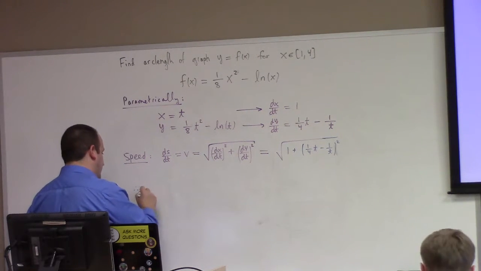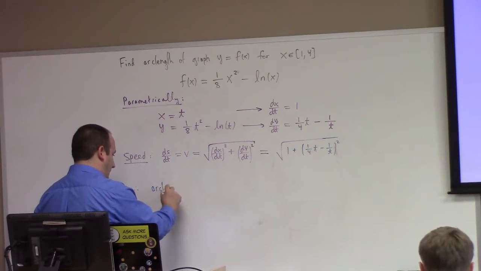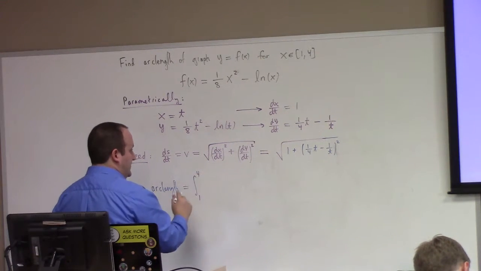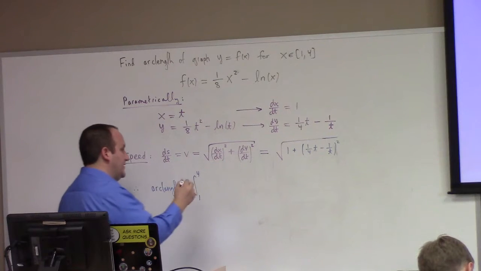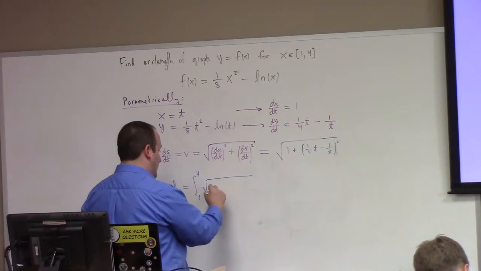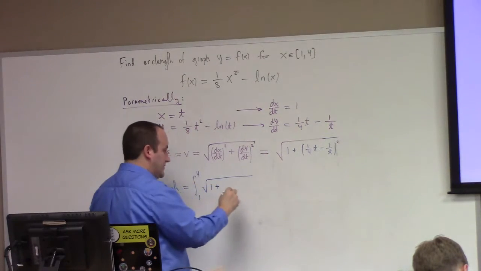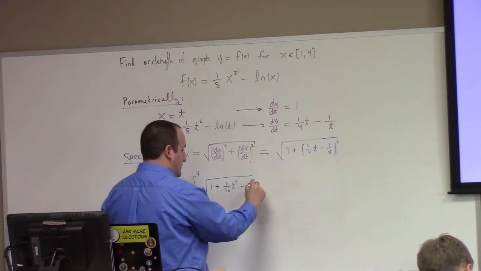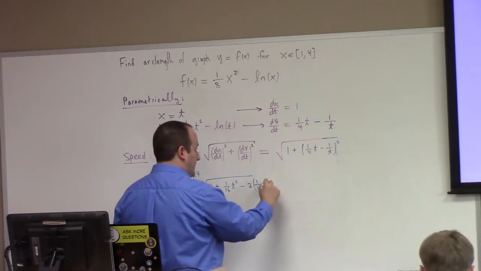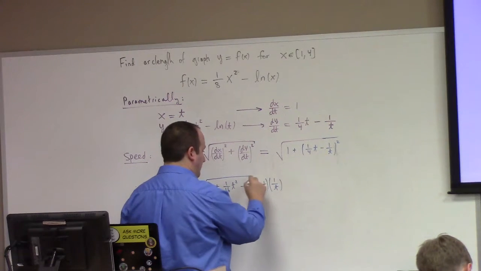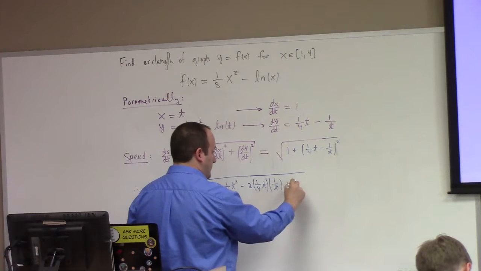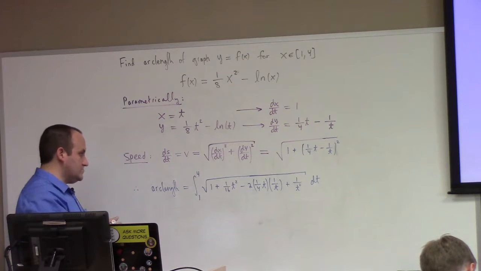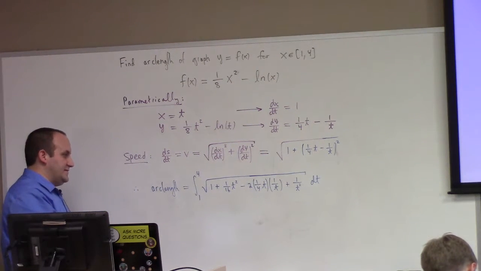All right, so therefore, the arc length will be equal to the integral from 1 to 4 of basically just v dt, right? But v dt here is the square root of 1 plus, and I'm going to FOIL this out if you don't mind. That's 1/16 t squared minus 2 times 1/4 t times 1 over t, right? Plus 1 over t squared. Would you guys rather I use x? I can use x. It doesn't make a difference to me.